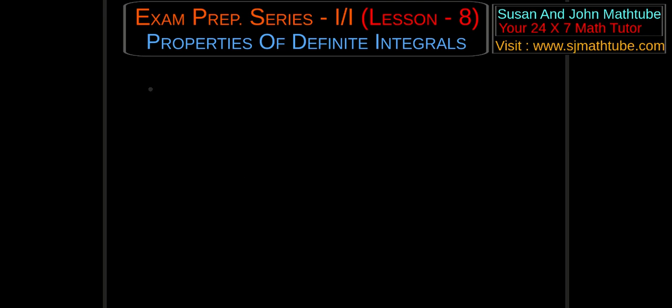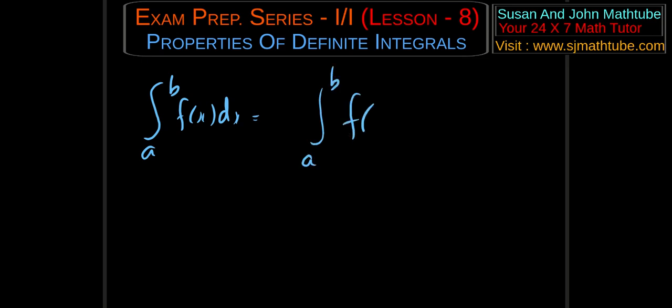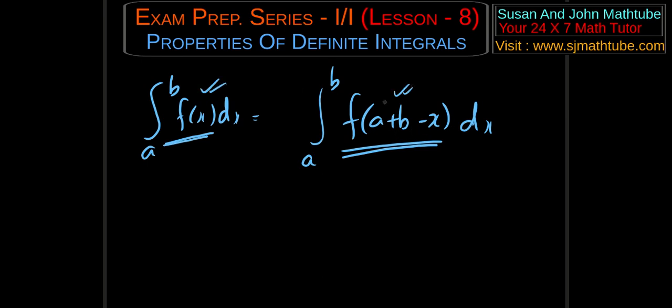Okay, now something very similar to this property. Integral a to b f of x dx is integral a to b f of a plus b minus x. The explanation is similar. You have to check the function f of x and f of a plus b minus x, and you'll see that they generate the same values between a and b, and hence the summation is easy.